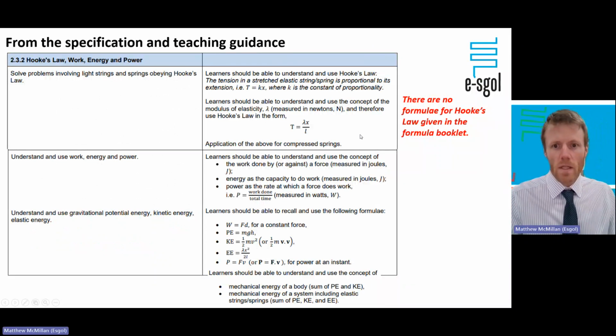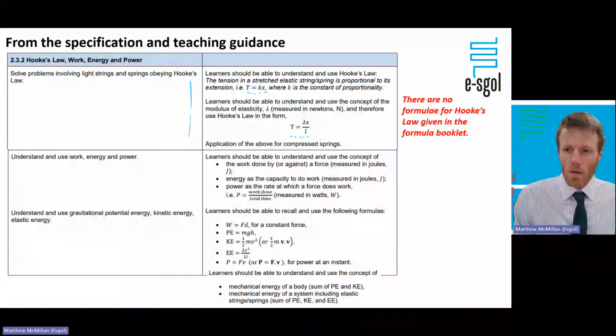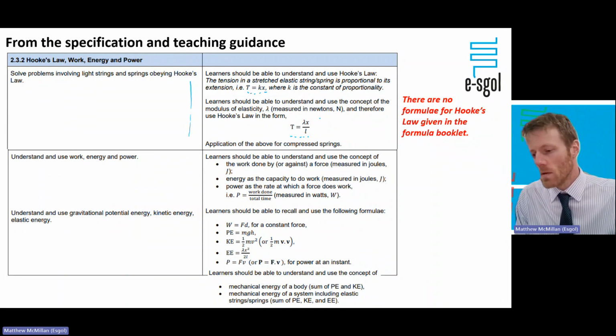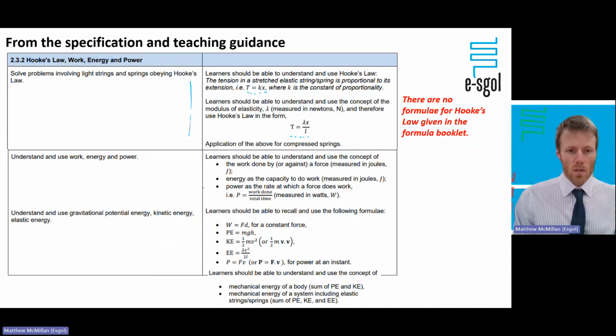Now, taking a look at the specification and teaching guidance from the WJEC, most of Hooke's law is just contained in this top paragraph here. In physics, you look at this equation, and we just take it a little bit further in further maths. You are not given the formula for Hooke's law in the formula booklet, so it is one that you need to learn. There's also a little bit about Hooke's law further down here, where we also need to apply it to situations using elastic energy.